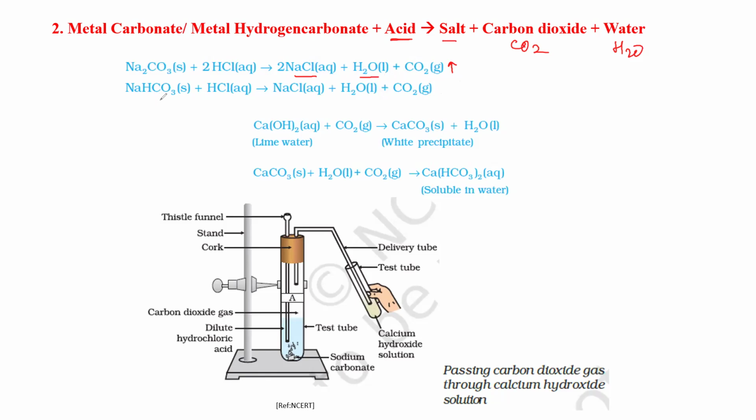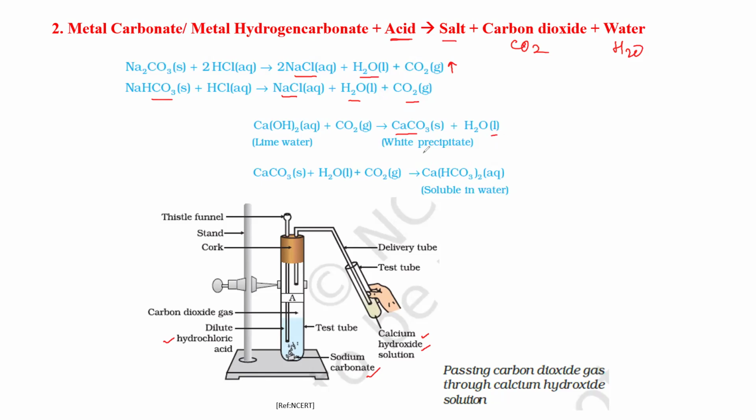Similarly, in the case of bicarbonate or hydrogen carbonate, when HCl reacts, we get NaCl as the salt, and we have water as well as carbon dioxide. In this setup, sodium carbonate reacts with dilute HCl, and carbon dioxide gas is evolved. When that carbon dioxide gas is passed over lime water, that is calcium hydroxide, it changes into calcium carbonate, a white precipitate, and water is also formed.